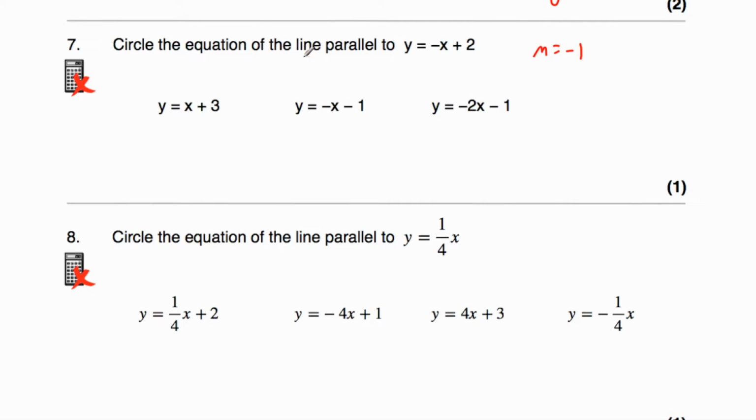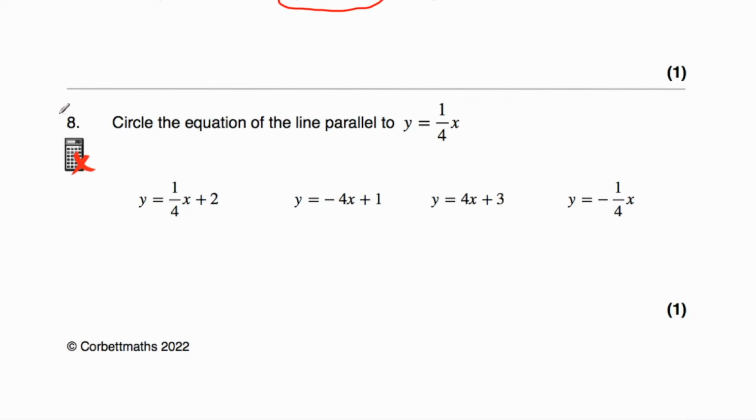So we're looking for a line that's parallel to that, so we're looking for a line that also has a gradient of minus 1. So y equals x plus 3. The gradient of that line is 1. Y equals minus x minus 1. The gradient of this line is minus 1. So that's going to be the line that's parallel to it, because it's got the same gradient, minus 1. And then here we've got y equals minus 2x minus 1. The gradient of this line is minus 2, so that line wouldn't be parallel. And that's it.